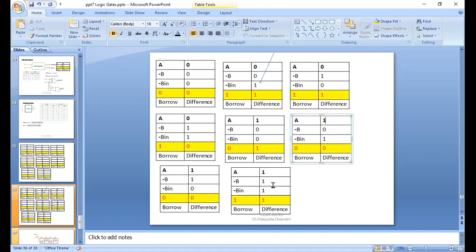Okay. 0 minus 1 now. You are performing 0 minus 1 now. When you are subtracting 0 minus 1, you require a borrow. So when you take a borrow, that becomes 2. 2 minus 1 is equal to 1. That is how you can analyze the truth table.